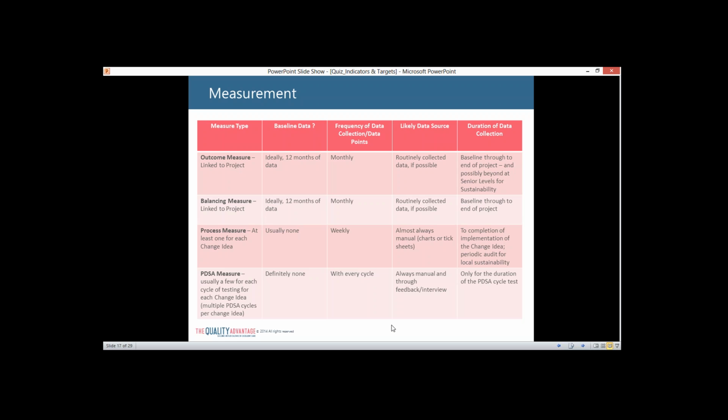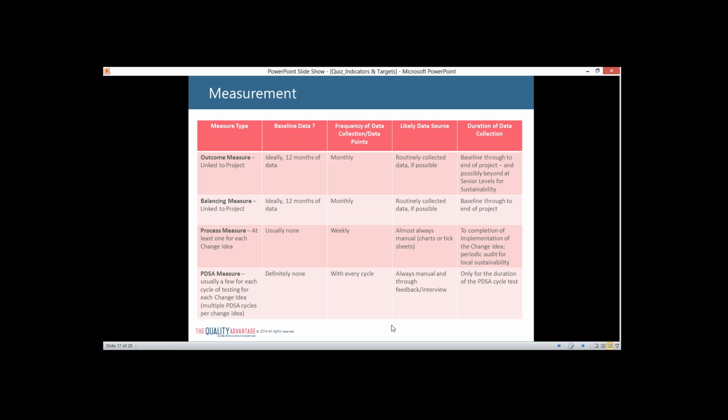How long do we need to collect data and review it for outcome measures? We need these data from baseline, so hopefully a year before the project, right through to the end of the project, and possibly beyond. If this is an important project that's aligned to an organizational priority, it's quite possible that this outcome measure might actually be reviewed on a regular basis at the senior management and/or board level on an organizational scorecard. So it might be that this outcome is being measured beyond the time of the project by others in the organization.